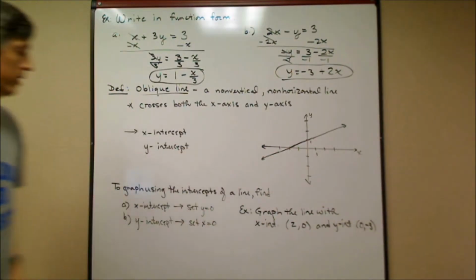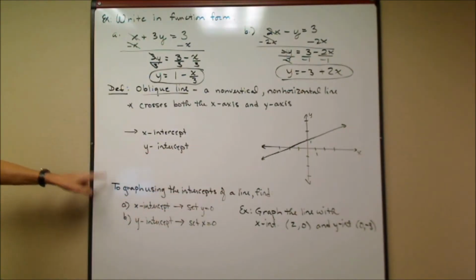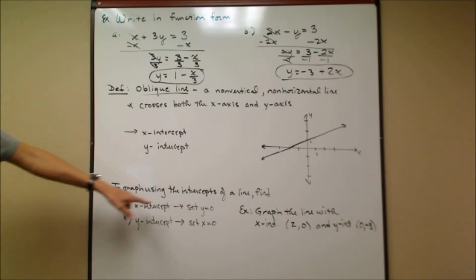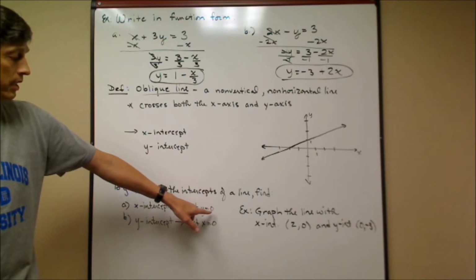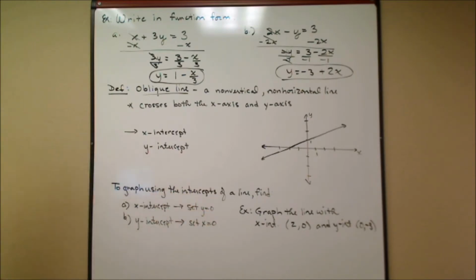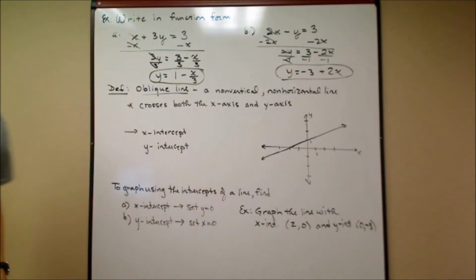That's my y-intercept. In fact, to find intercepts of a line, if they give you the equation and you want to graph, you need 2 points. The x and the y-intercepts will serve that purpose. To find the x-intercept, we'll plug 0 in for y, and to find the y-intercept, we'll plug 0 in for x. I'll show you an example of that here in just a second. But I'm going to graph a line where I give you the x and the y-intercepts.